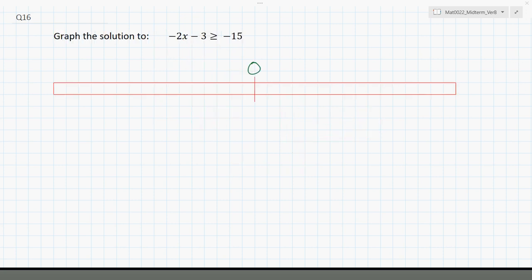This line chart beforehand so we could see this better. But the first thing we need to do is start with our math. So we're going to have the negative 2x minus 3 is greater than or equal to negative 15. We need to move everything over to the other side, so we get x is equal to, or less than, or greater than some number. So we're going to do that first of all by adding 3 to each side of the equation, and that will then give us a negative 2x.